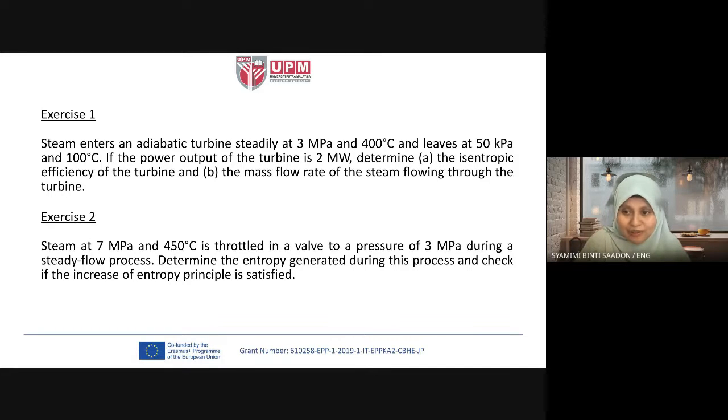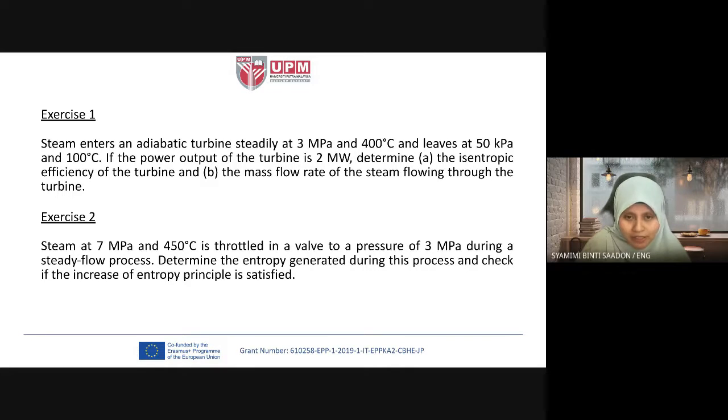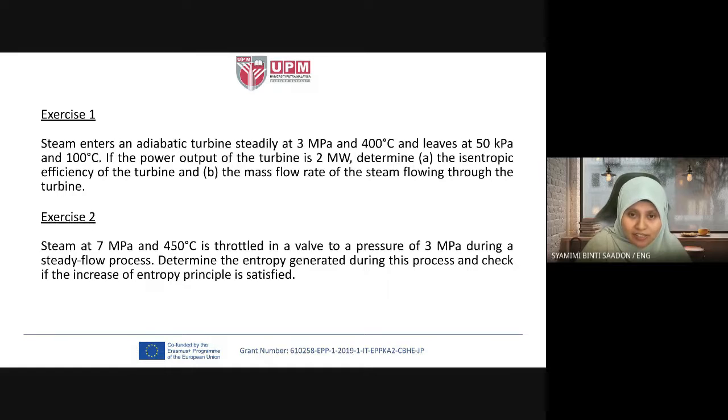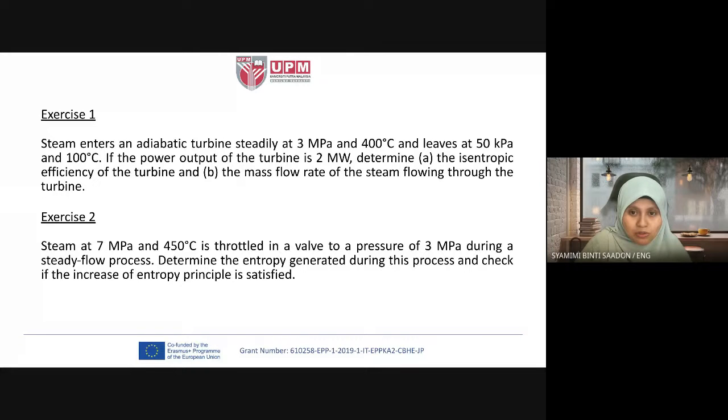I have a question for the expansion. In the expansion, is the pressure proportional to the isentropic efficiency, or does it not have any relation with the pressure? For isentropic, this one, the pressure. This is actually the isobar line. So at state 1, 3 megapascal, and state 2, 50 kilopascal, at the exit.